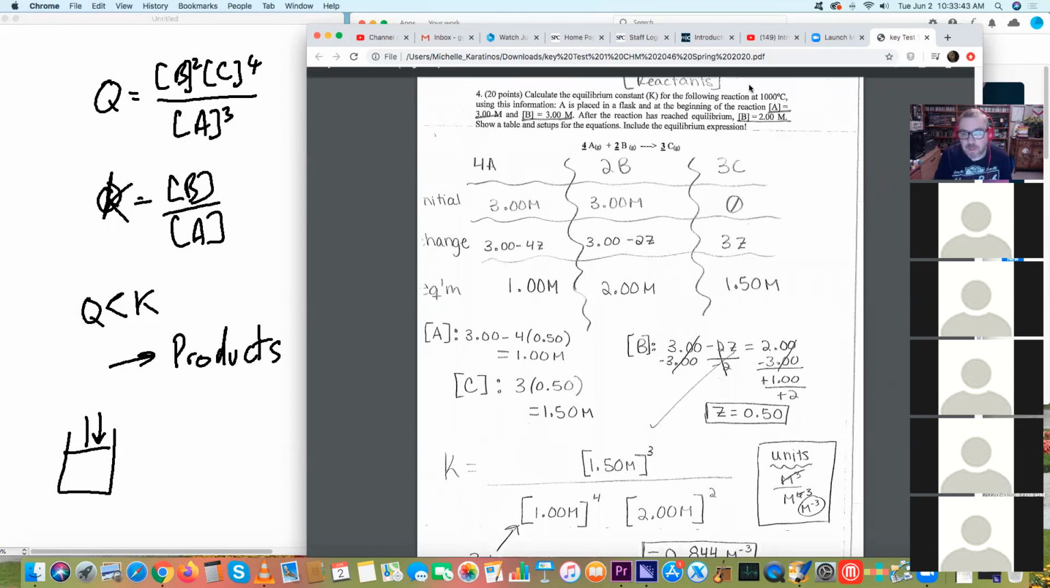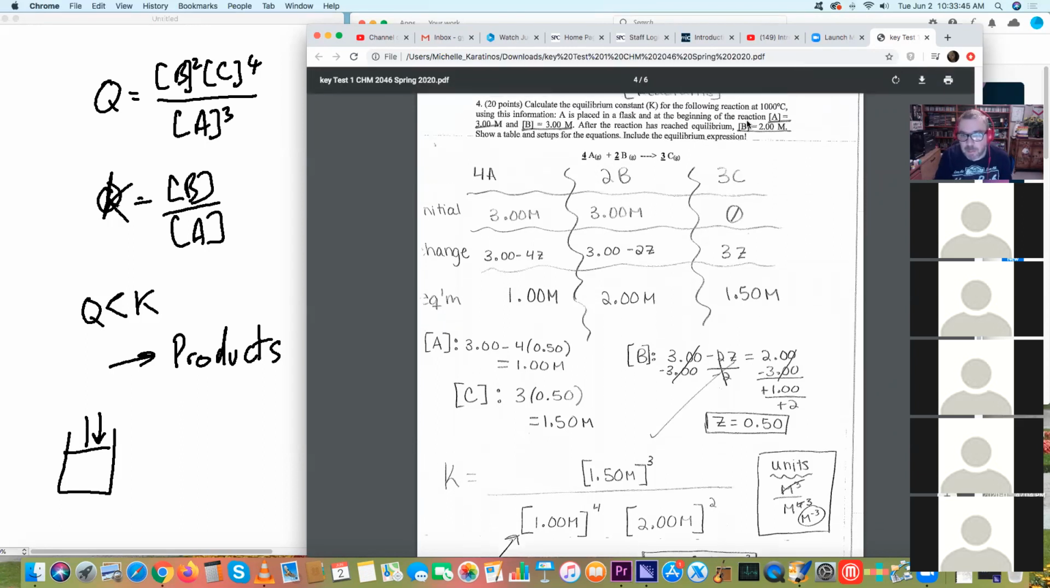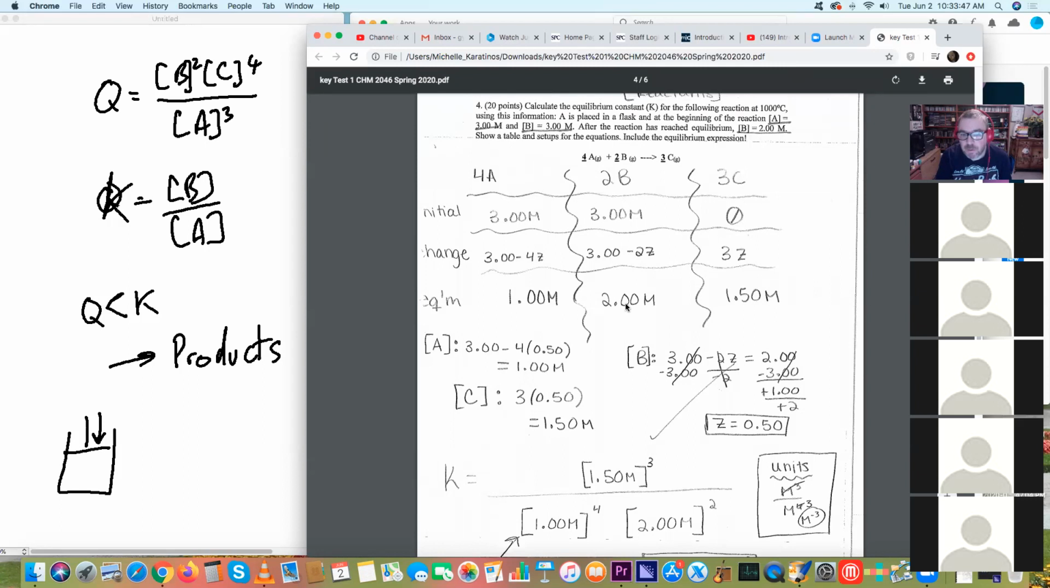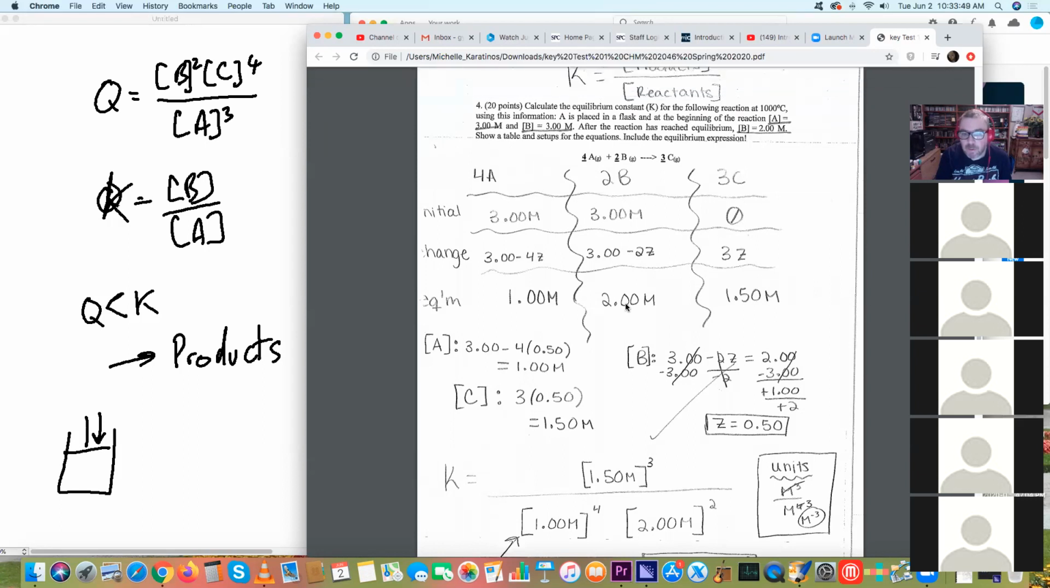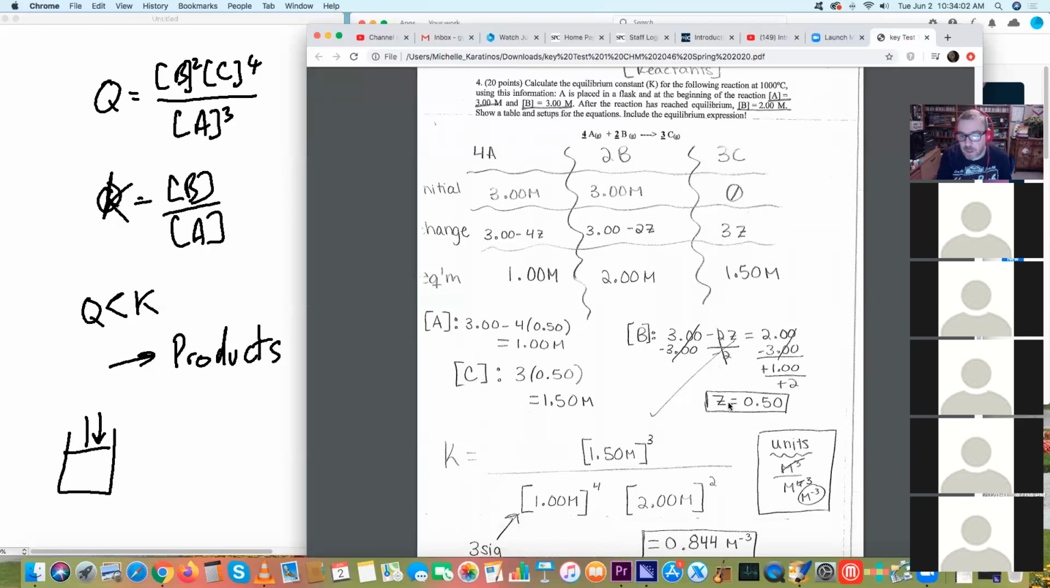The information that we're given here is that B at equilibrium is going to be 2.00. So we can actually calculate Z because we know that this is what's going to happen at equilibrium, 3.00 minus 2Z, and it has to equal 2.00. So we can do some algebra here to calculate Z, and Z comes out to be 0.50. Does anybody have any questions about that?